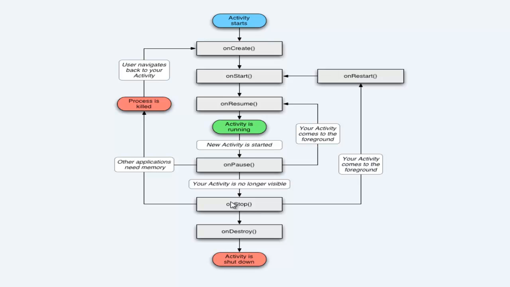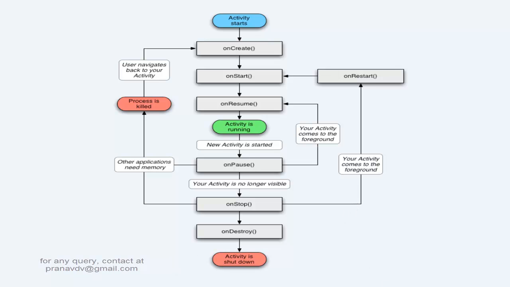If you go back to the previous activity, in that situation the current activity will pause, the previous activity will restart, start and resume. That sequence will execute, and the current one comes to stop. If you use the finish method, then it is destroyed and that activity shuts down. If you do not destroy it, it is still in the running process and it can restart.